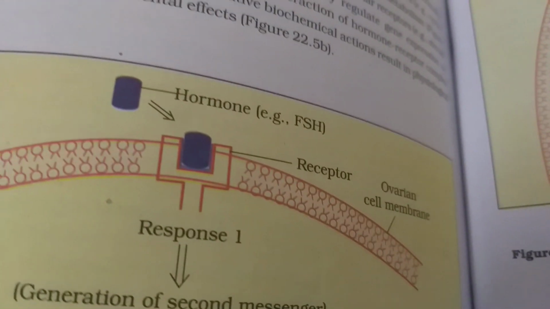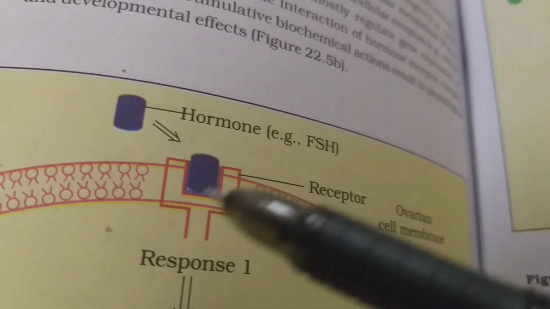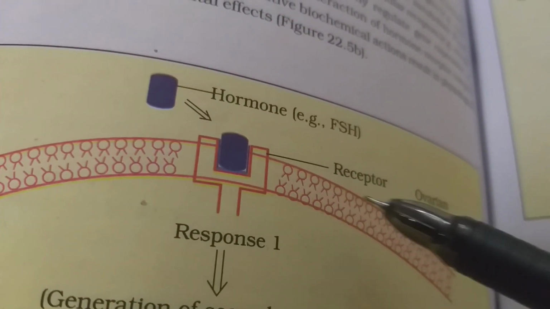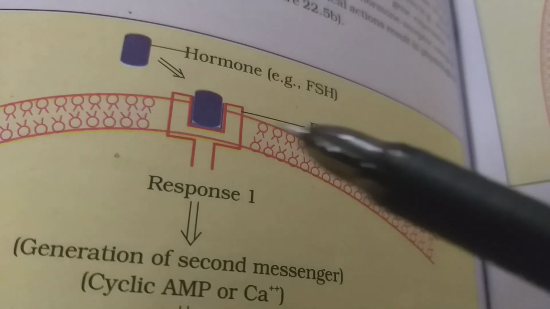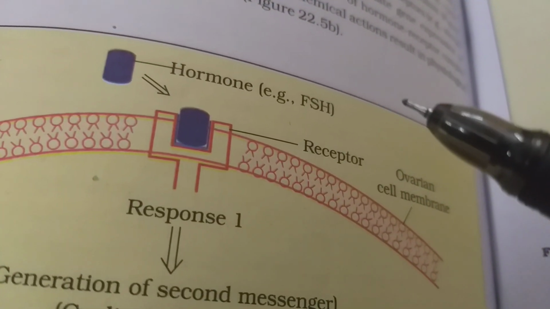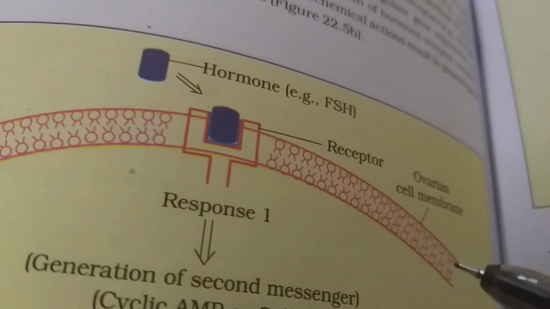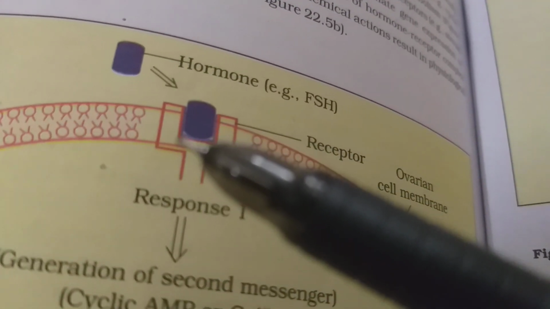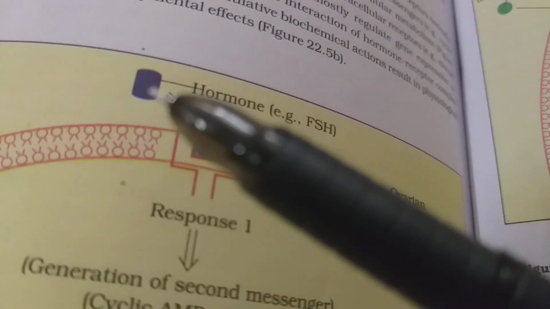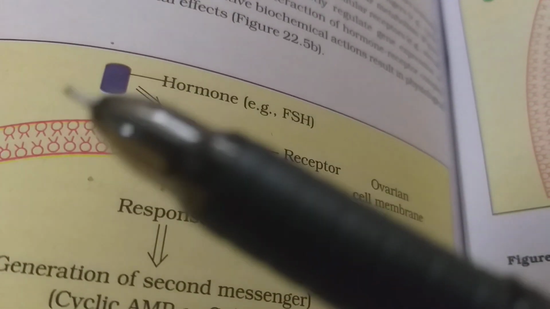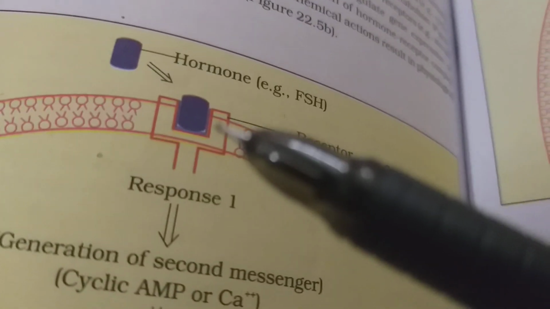For example, this is follicle stimulating hormone, FSH, secreted by the anterior pituitary. And this is the cell membrane of the target cell. The FSH usually stimulates the ovaries in human females. So this is the cell membrane of the ovarian follicles. This is the receptor. This receptor is bound to the cell membrane of the target cell. The hormone FSH does not enter the target cell. The hormone binds to the receptor, which is membrane bound, and forms a hormone receptor complex.